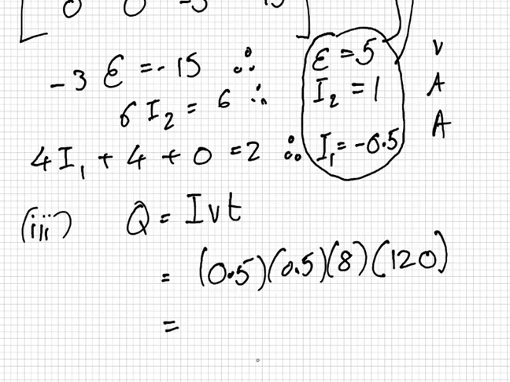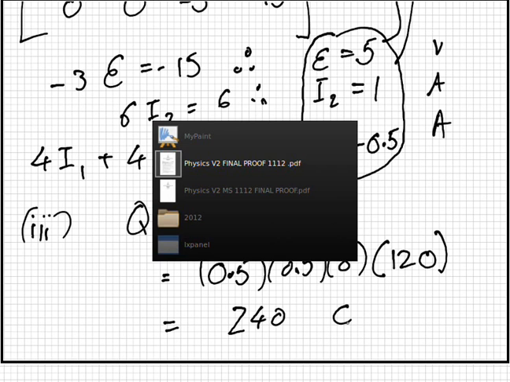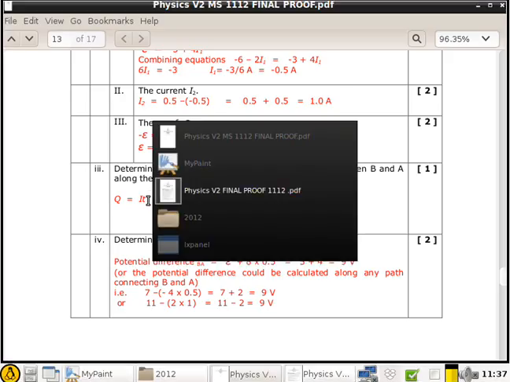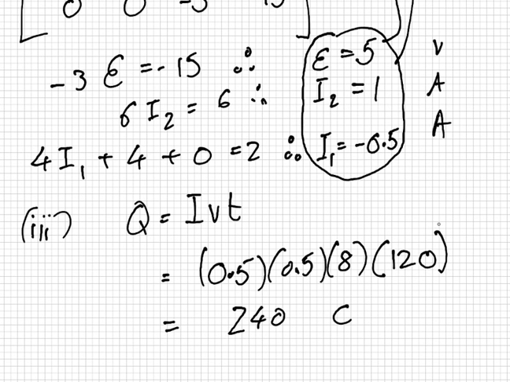What do we get? This will be 240? 240 coulombs. Let's quickly check. No. Why did they use the time equals 60? It's the wrong numbers here, isn't it? Oh, Q equals IT. Yeah, but it's still wrong. The number is still wrong. No, numbers are right. You're right, because they said 2 minutes.